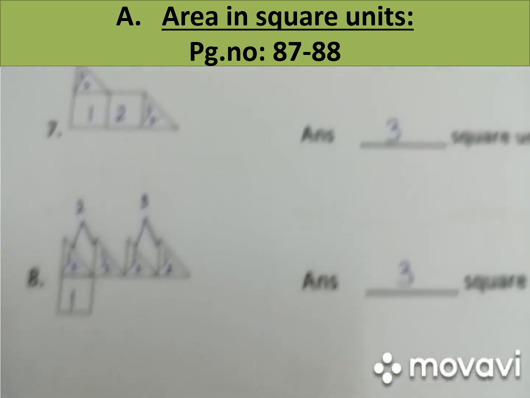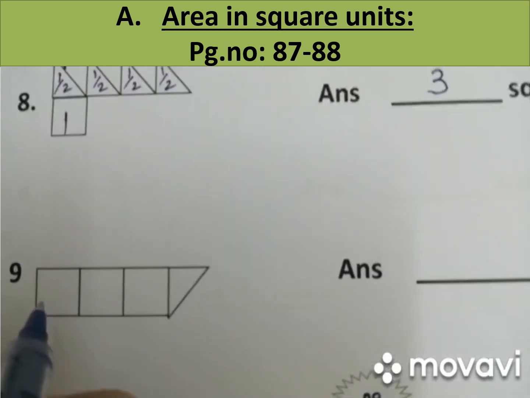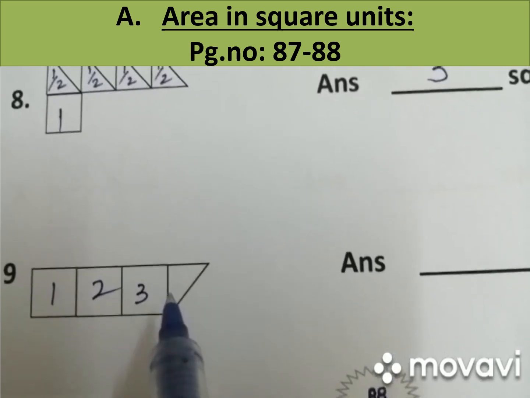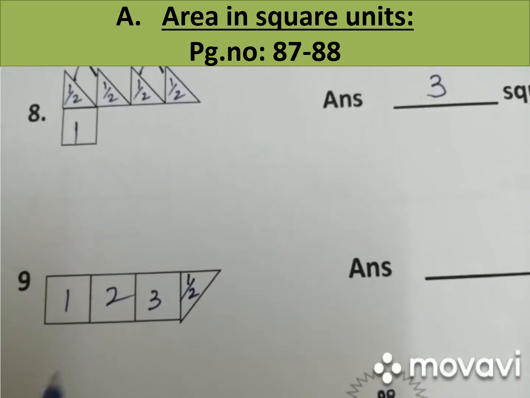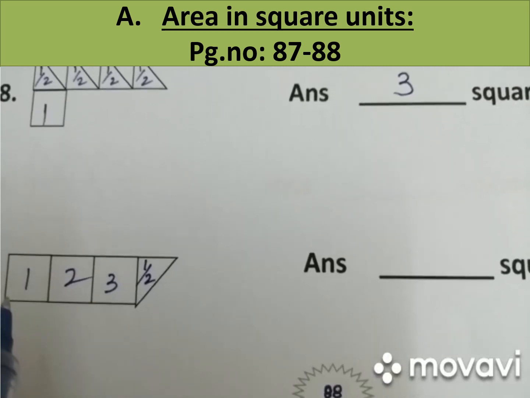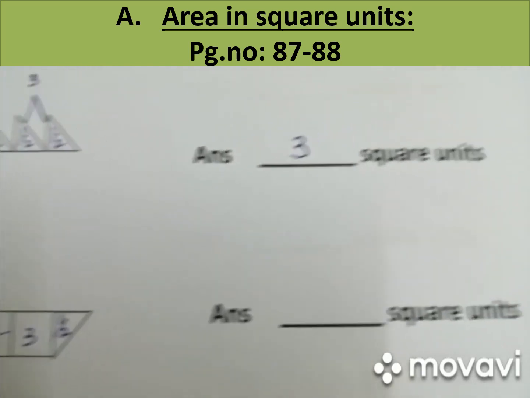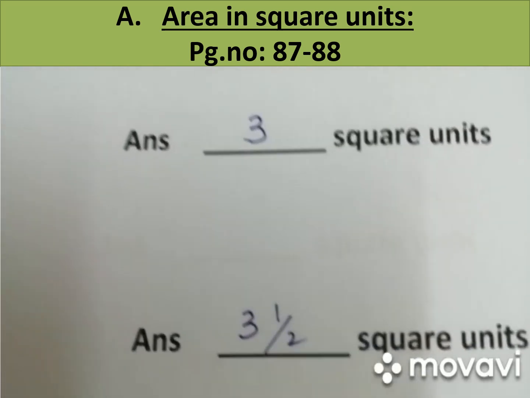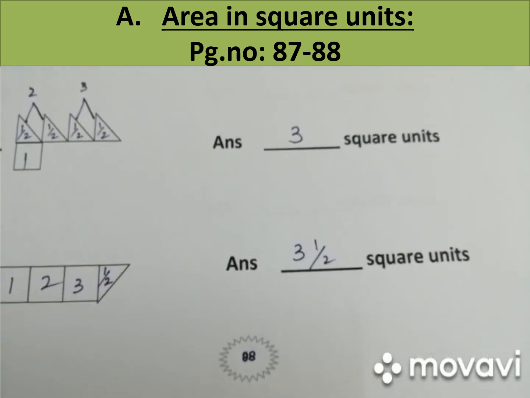Okay, let's do the last part, part 9. Check how many squares are here. 1, 2, 3. And what is this? Yeah, this is half, because only a half triangle is here. So how many square units are here? 1, 2, 3. Very good. 3.5. 3.5. It's all about page number 88. It's very easy, right? Very good.